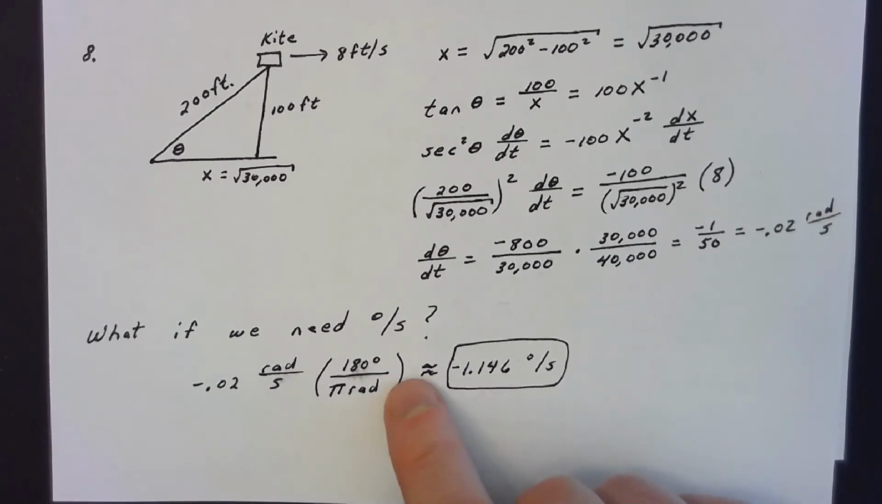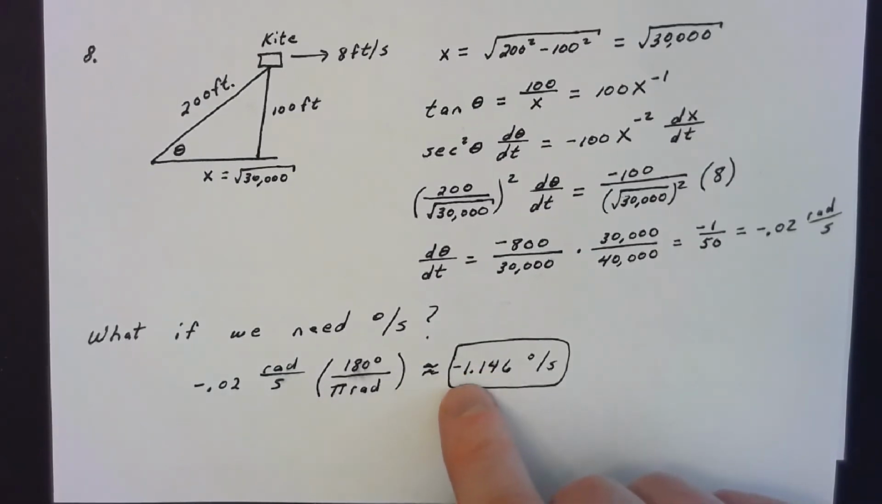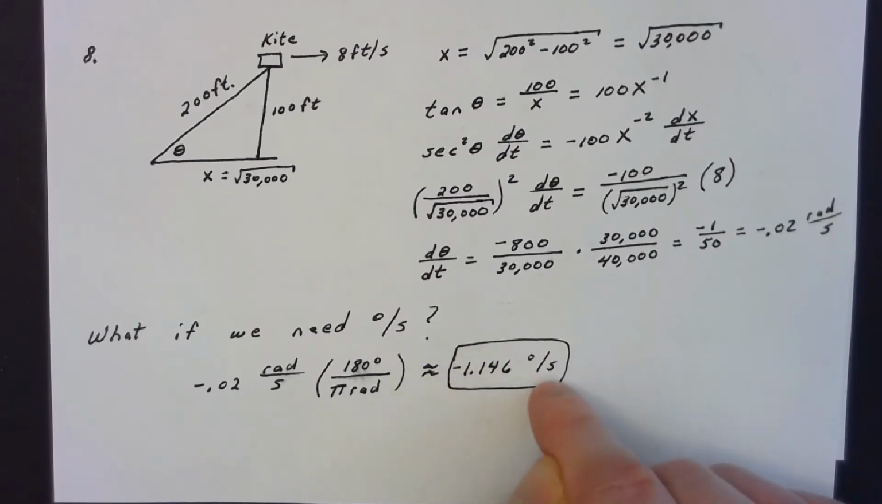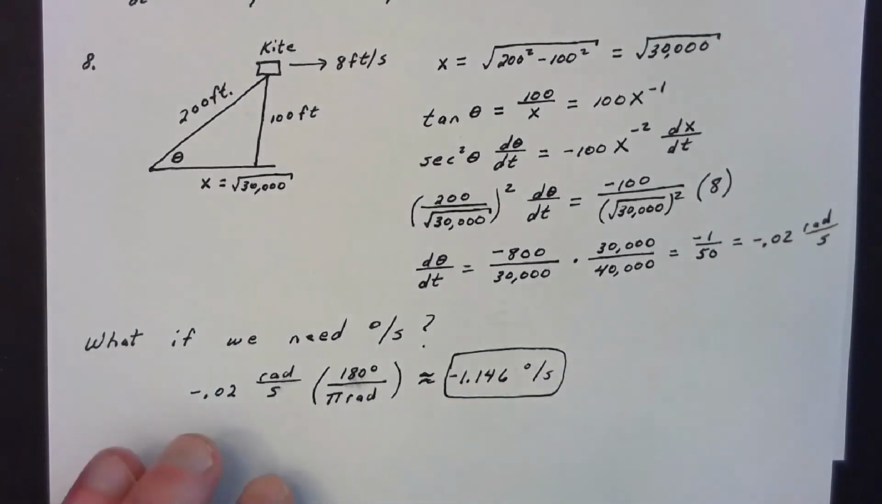And when I did that on the calculator, of course, the downside of this is you're getting a decimal approximation anytime you have to divide by the pi. But when I did that, and this answer is a little bit more meaningful, you can see that the kite would be decreasing by 1.146 degrees per second at that instant in time. So when 200 feet of string have been let out and your kite is 100 feet up in the air and going 8 feet per second to the right, that angle of elevation from the ground is going to be decreasing at a rate of 1.146 degrees every second at that instant in time.